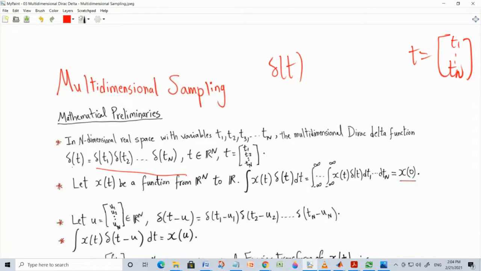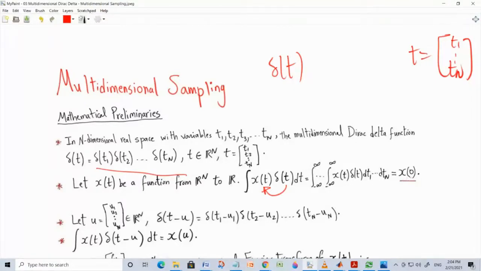The functionality of the Dirac delta, that when it's coupled with a signal under the integral sign it gives you the value of the signal at the origin, is the same story here. So if you have a multidimensional Dirac delta multiplied by x of t, so long as x of t is continuous at t equals 0, then it will give you x of 0.